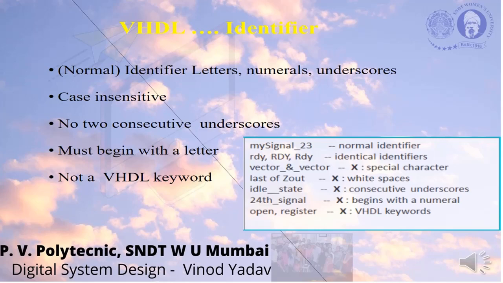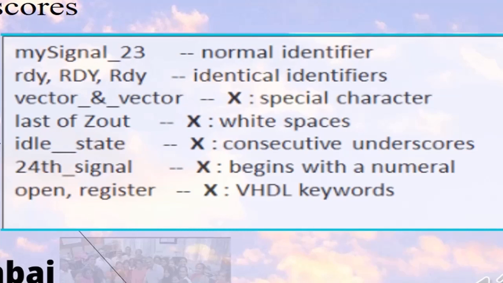Now for example here, my_signal_23. This is allowed. Then RDY: if you have any one letter out of this as a small or a capital letter, it will be considered as one identifier only. We will say that they are identical identifiers. They are not separate. Then vector_ and vector: it is not a correct identifier. Why? Because we have used a special character.